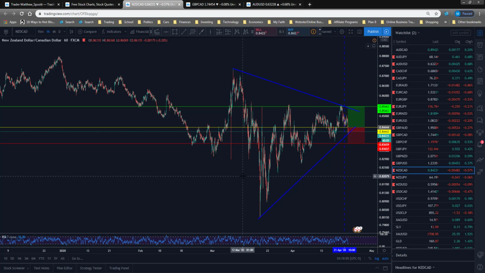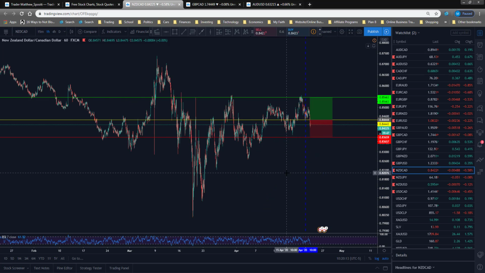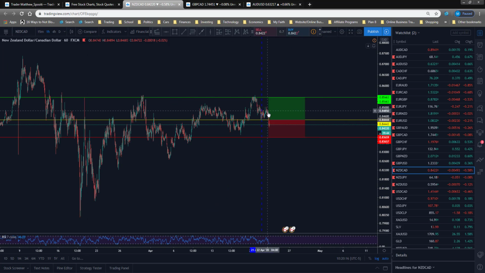This is a wedge pattern. Okay, that's what this is called. This is a wedge pattern. And all it means is that the market is unsure about what it wants to do. All this represents is indecision in the market. That's virtually it. So really we're going sideways, sideways, sideways.